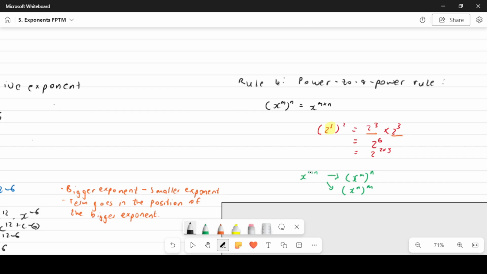So if you have x to the power m times n, and remember, according to the commutative law, 1 times 2 is the same as 2 times 1. We said that multiplication is commutative, meaning that the order does not matter. So what we can do is, we can write it as x to the power m raised to the power n, or we could write it as x to the power n raised to the power m. Okay, that's very straightforward.